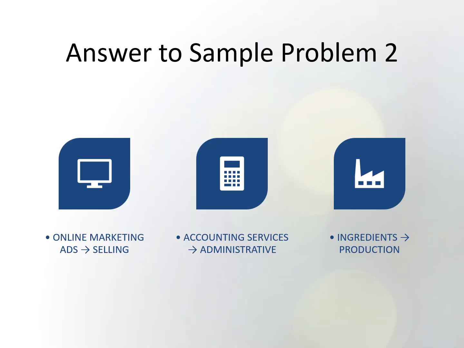So I do hope you guys are able to pause and think about the problems, but here is the answer for sample 2. So you have online ads are a part of selling because you're trying to promote the product. Accounting services fall under administrative, and ingredients like coffee beans or milk are production costs.